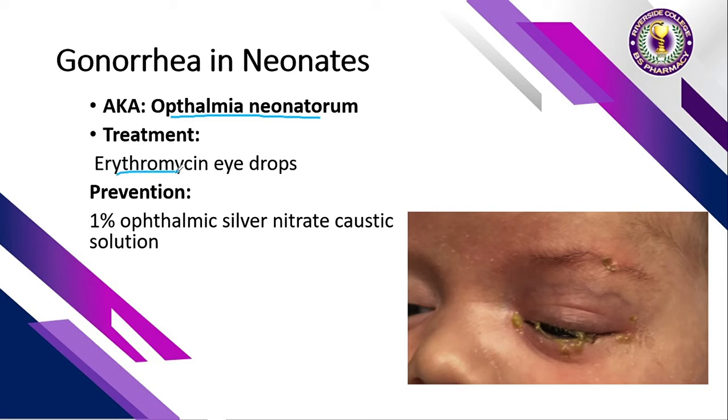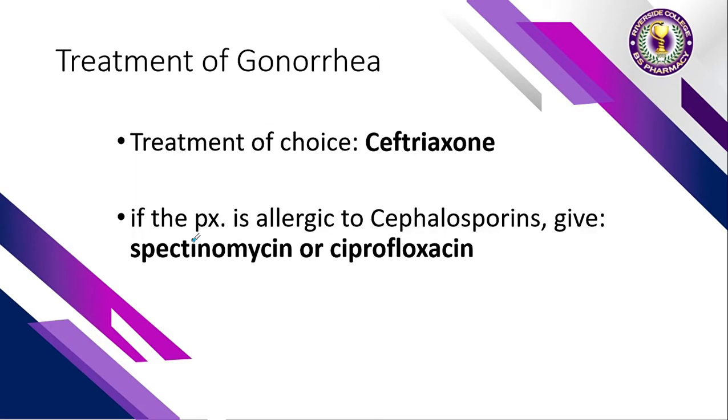Treatment is erythromycin eye drops, and for prevention, the babies are given silver nitrate caustic solution drops. This is done in hospitals and is still commonly practiced right now. Silver nitrate caustic solution and erythromycin eye drops. So ophthalmia neonatorum, gonorrhea in infants, prevention is silver nitrate caustic solution.